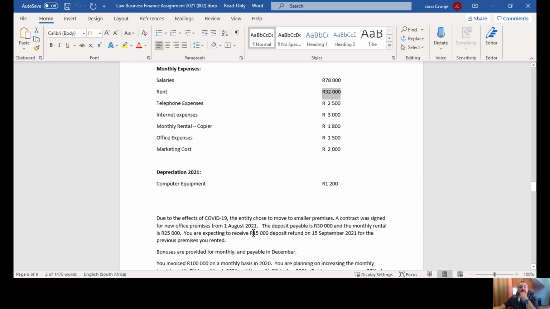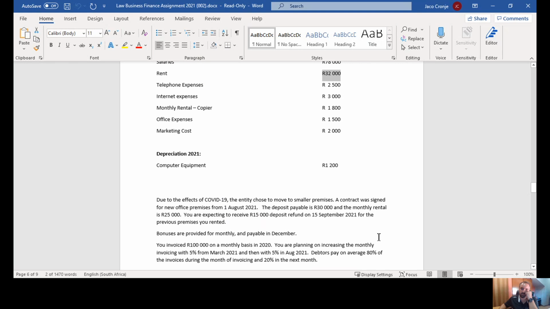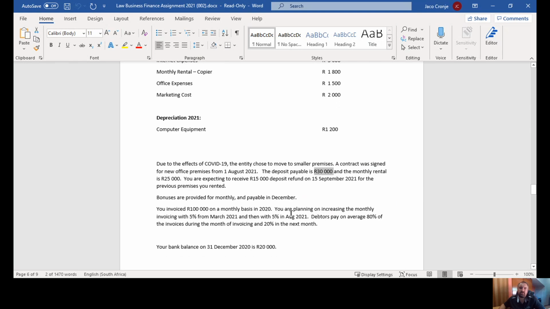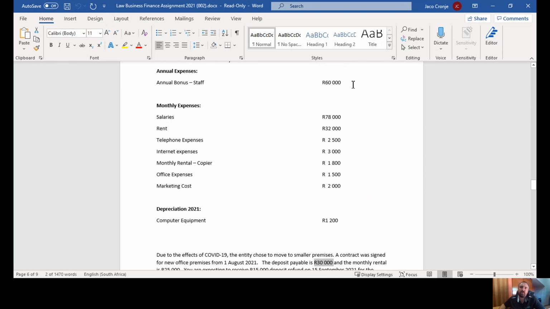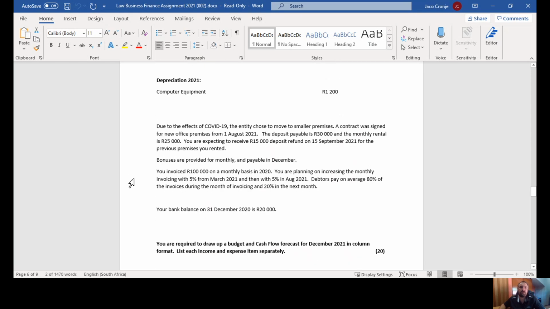You are expecting to receive a 15,000 deposit refund on the 15th of September 2021 for the previous premises that you rented. Okay, so again, that and the deposit that you pay will be handled in the same manner. It's not an income or an expense. It's merely a cash flow item. Okay, bonuses are provided for monthly and payable in December, so that we already know. Now we just know that the full 60,000 will flow out in December.